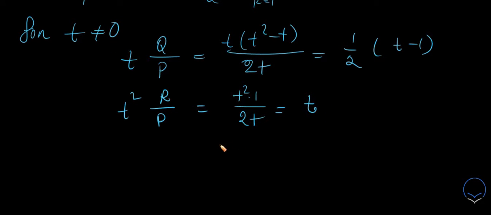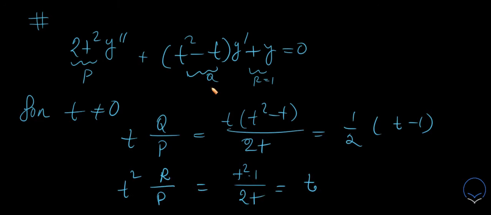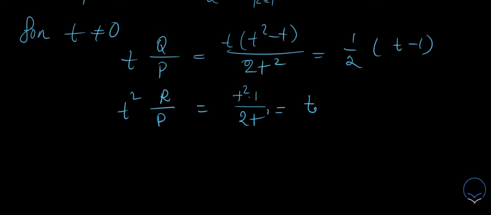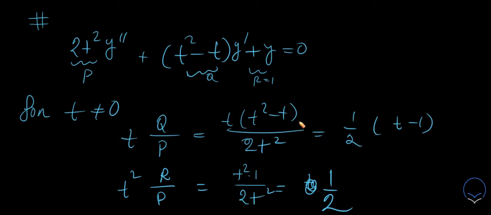So for t not equals to 0, we can, oh yeah, I'm really sorry about that, I think I made a mistake. It should be 2t squared, not 2t. So this will just be 1/2. Okay, so as I was saying, for t not equals to 0, we can see that these ratios times t are just polynomials, and hence the power series occurring in our construction will converge for all real values of t.